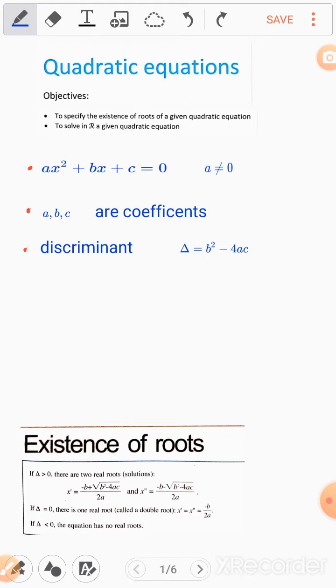The first objective is to specify the existence of roots of a given quadratic equation, يعني بدنا نحدد وجود الروتس for a given quadratic equation. And the second objective is to solve in R, in the set of real numbers, a given quadratic equation by using the discriminant. أكيد باستعمال الديسكريمينانت بدنا نعمل solve للquadratic equation باستعمال الديسكريمينانت.